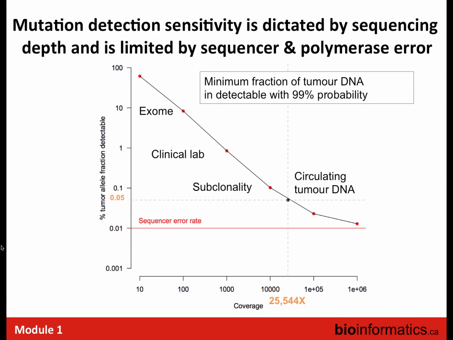DNA sequencers make errors, as I just showed using that PacBio slide. The challenge is really just to tell the difference between an error and a real base pair change. And I've just shown on this plot here the effect of mutation detection sensitivity as coverage increases.